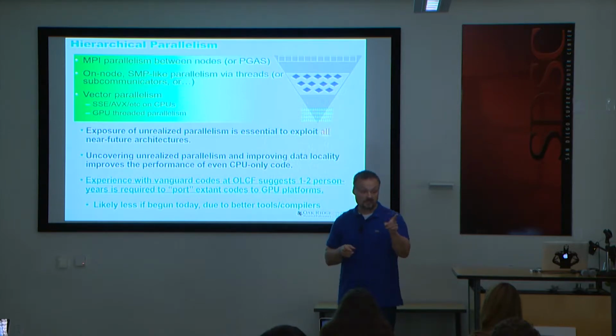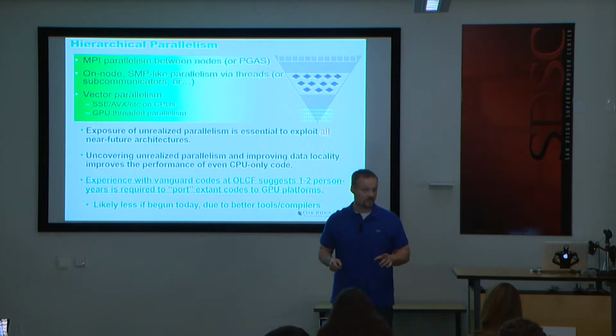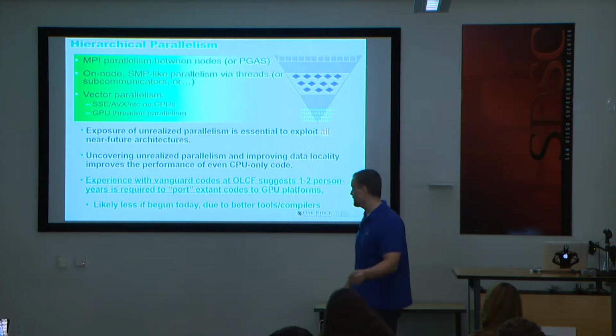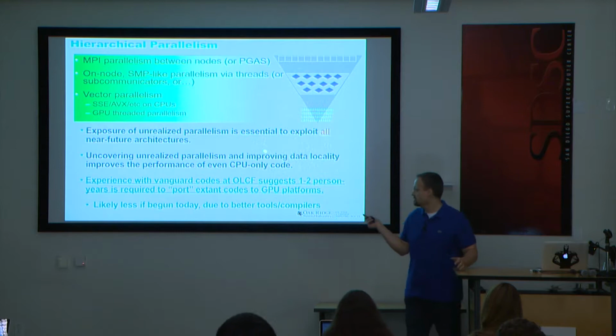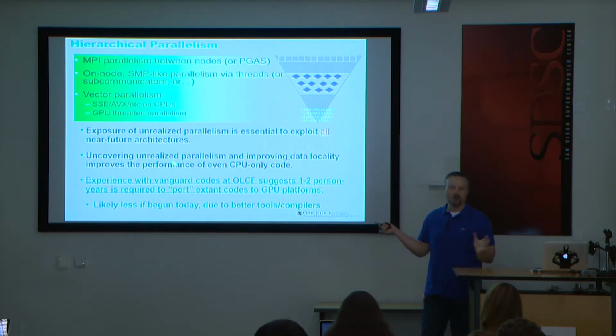But the truth is they're faster than that because they can do these vector instructions. But if you don't do vector instructions on an Intel Phi, you end up with a pile of Pentium 2s, which is better than having an abacus, but only just. So you have to pay very close attention. The exposure of unrealized parallelism in codes is essential to exploit all near future architectures.